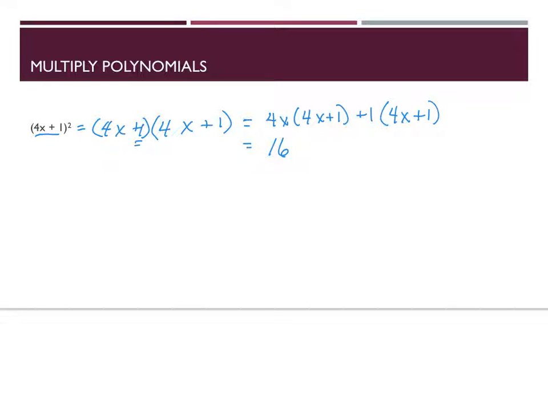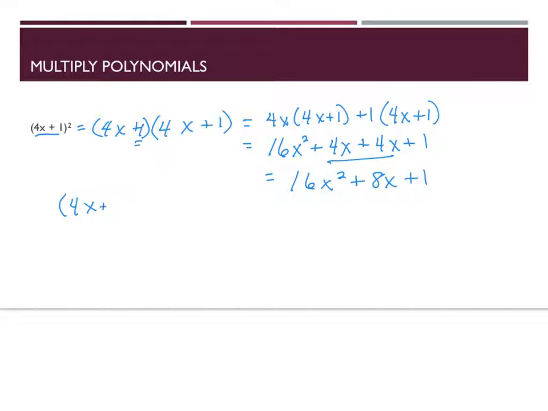4 times 4 is 16. X times x is x squared. 4x times 1 is 4x. Over here, 1 times 4x is just 4x. And 1 times 1 is 1. Like terms, I would get 16x squared plus 8x plus 1.